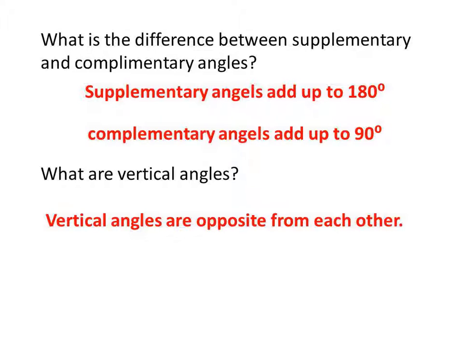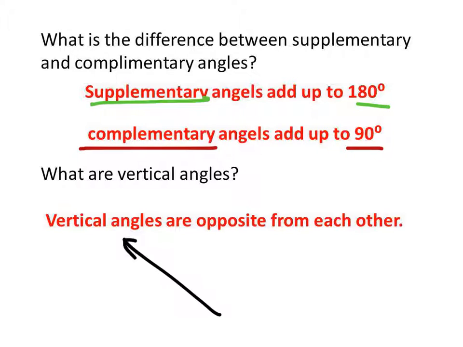All right, let's talk about this terminology stuff, this vocabulary. Supplementary angles add up to 180. Complementary angles add up to 90 degrees. Vertical angles, however, are something that some students get a little confused on. And you should have seen this in seventh grade.